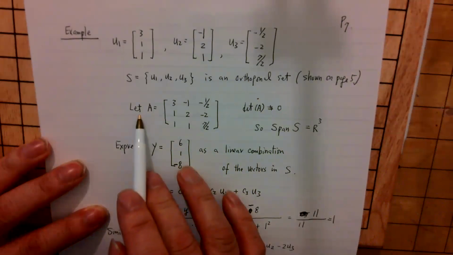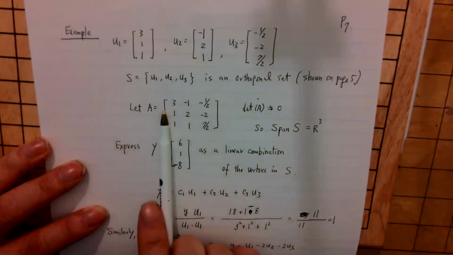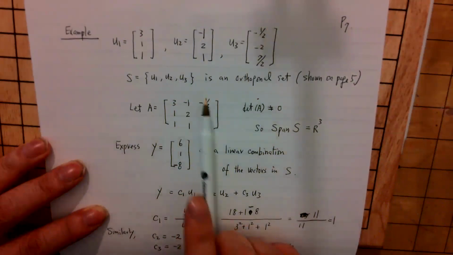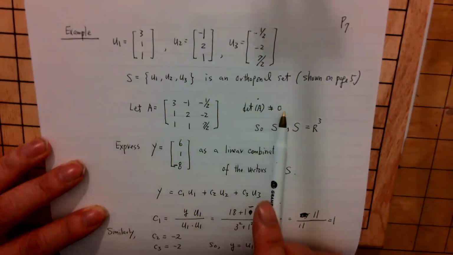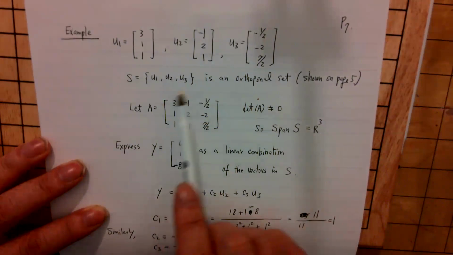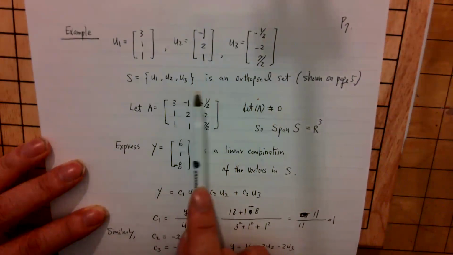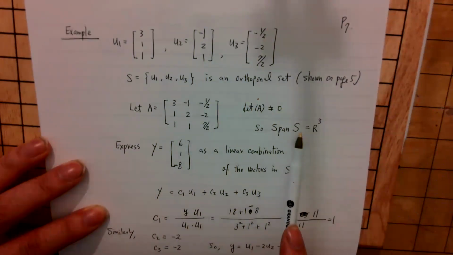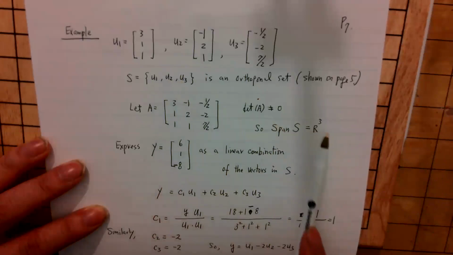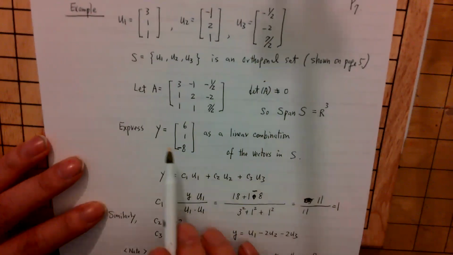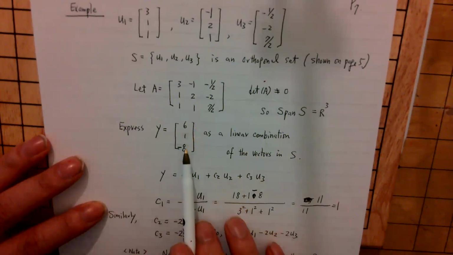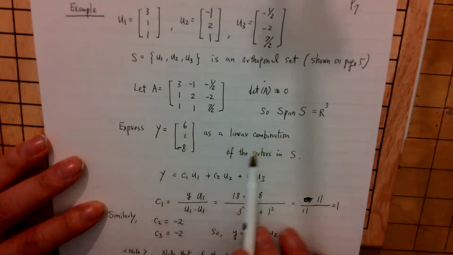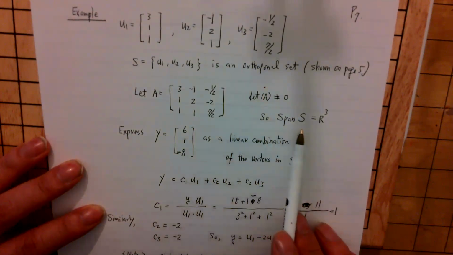And the other way you can look at this, you let A equal to what? This is u1, this is u2, this is u3. Determinant A is not equal to zero. Okay? Determinant A is not equal to zero, so this is invertible. That means they are linearly what? Independent. Okay? So span S, these three vectors will span what? R3. Are you with me so far? So right now I ask you to write y (6, 1, 8, minus 8) as a linear combination of what? The vectors in S. And remember, I already showed this is orthogonal and this is a basis in R3.